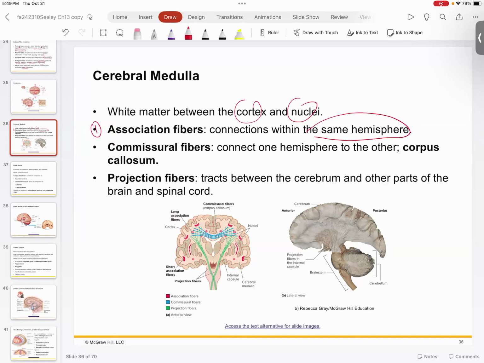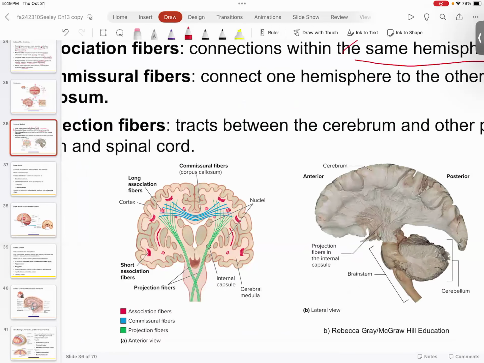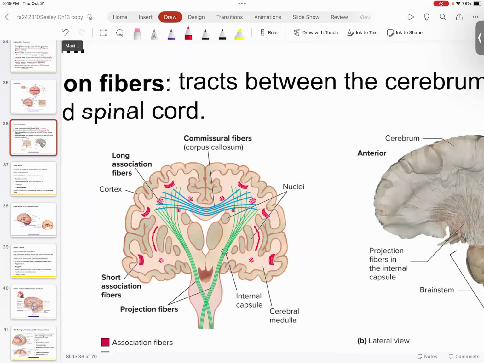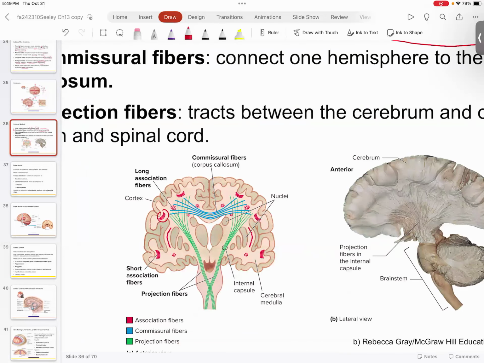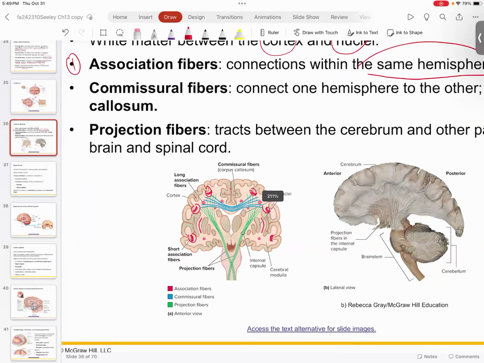And so you can see those in red, right? You have these little connections here that are connecting different regions, short associational fibers within the same area of the brain, within the same hemisphere.